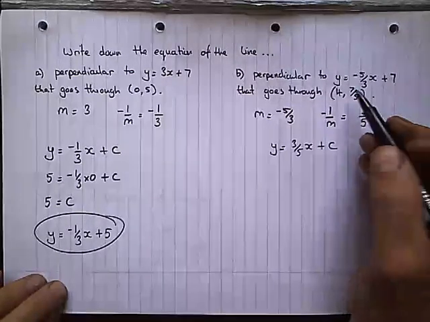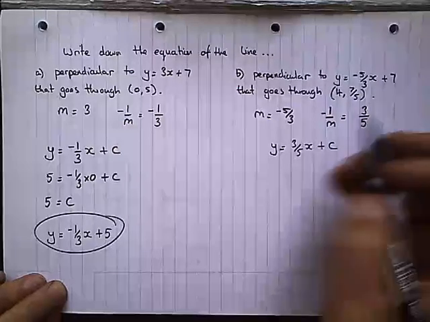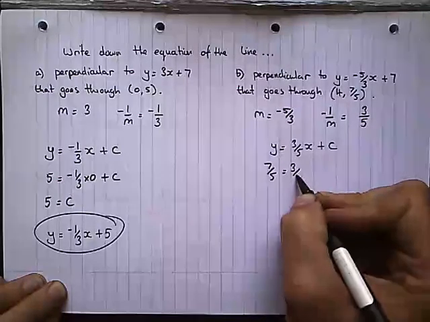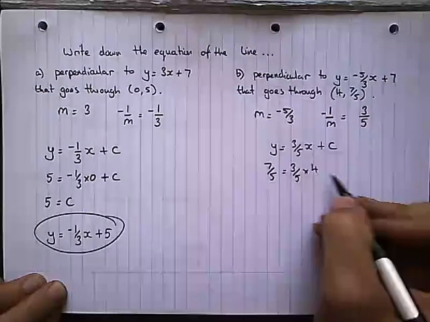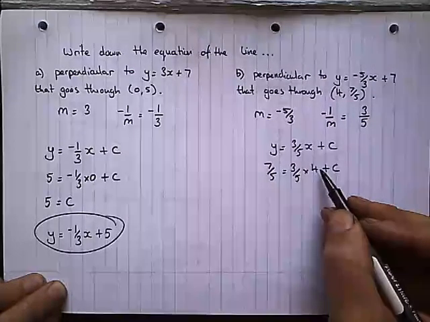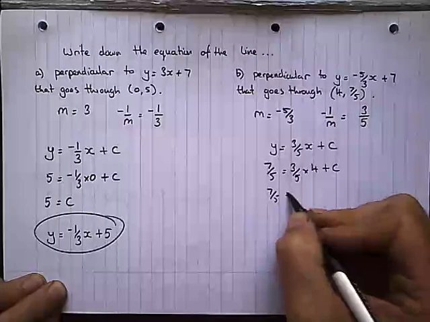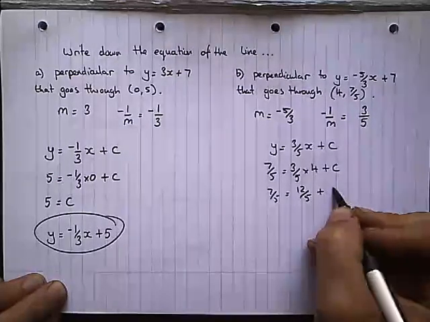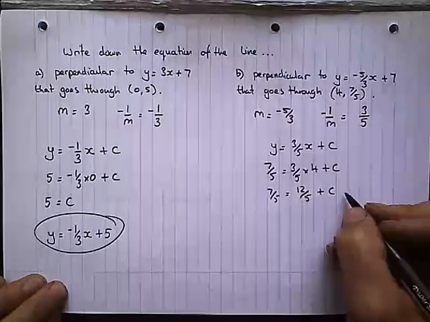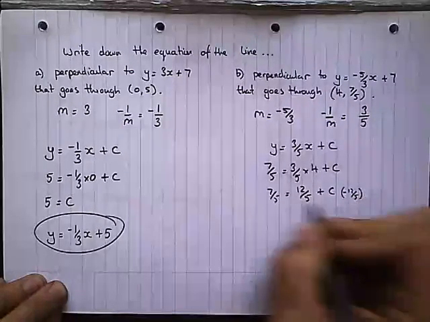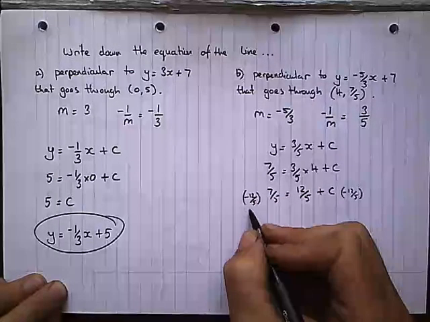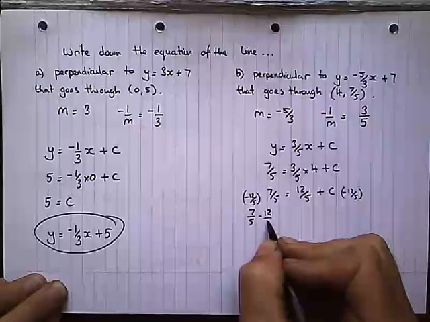I just now need to work out the c coordinate. To do that, I substitute in the x and the y. So y equals 7/5, then I've got 3/5 times 4 plus c. Well, 3/5 times 4 is going to be 3 times 4 over 5, which is 12/5 plus c. So I just need to calculate c. I'm going to subtract 12/5 from both sides. So I get 7/5 take away 12/5 equals c.